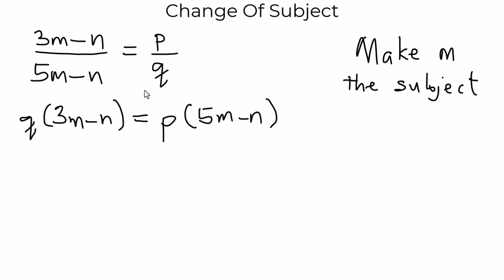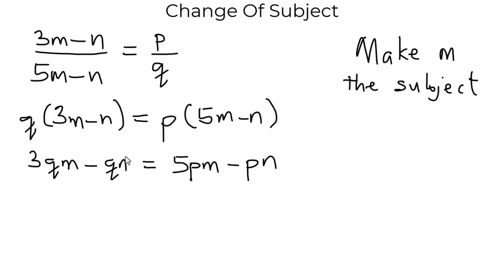Let's expand these things. So we have q times 3m becomes 3qm. Always remember to write the numbers first. Then we have minus q times n becomes qn. Equal. So we have p times 5m becomes 5pm, sorry, it's p, not q. Yes, 5pm, like the time. 5pm minus p times n becomes pn.